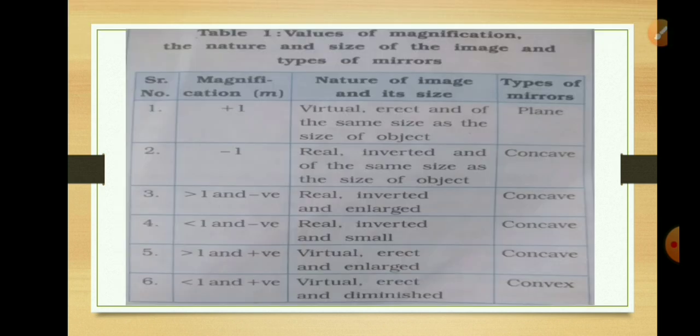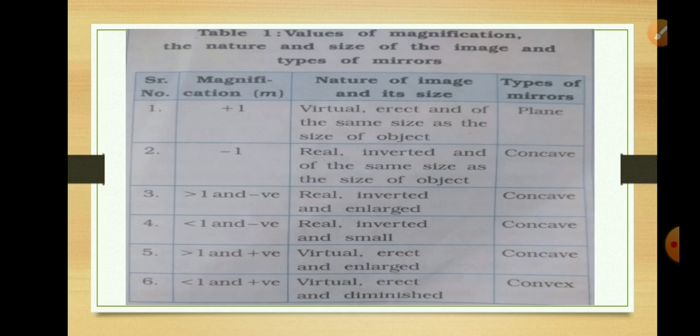Here is a table which gives the value of magnification, the nature and size of the image, and also the type of mirror. This table will help you understand the nature and size of the image and the type of mirror when you obtain the value of magnification with the help of the formula of magnification.